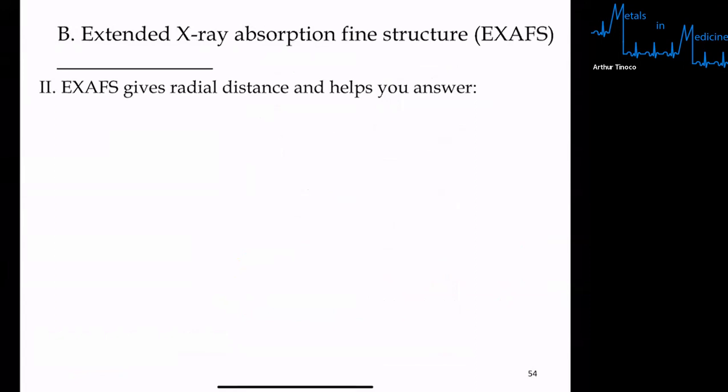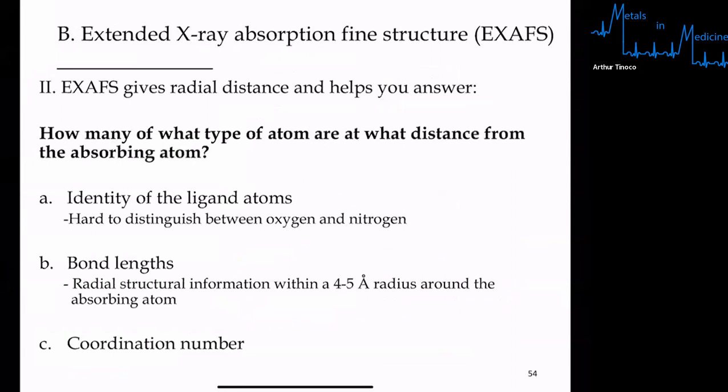All right, so what information do we get from this? EXAFS gives us the radial distance. So basically it gives us information about bond lengths, depending on what's actually coordinated to the atom of interest. So it tells you how many of what type of atom are at what distance from the absorbing atom. And so here then you get the identity of the ligand atoms, okay? But there is a limitation, and it can be quite a big one, especially if you're thinking about something biological, and that is that it's very hard to distinguish between oxygen and nitrogen. All right, so that is a big limitation.